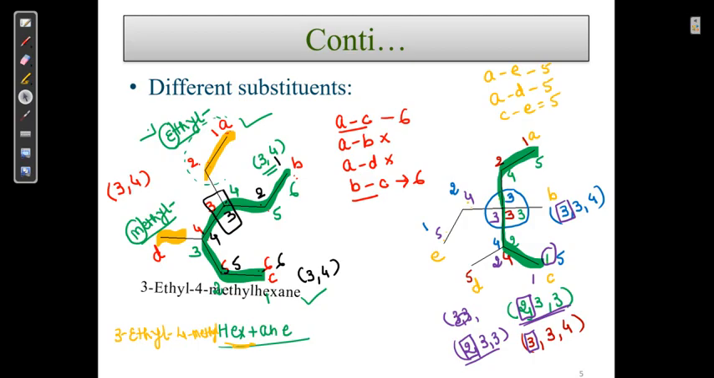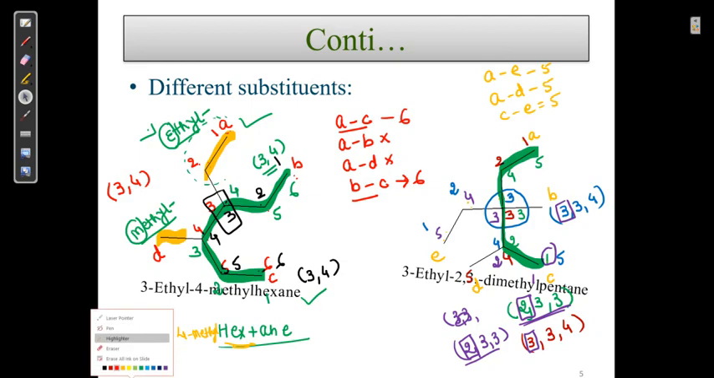Now it's very simple for us. How many carbons are there? Pent: 1, 2, 3, 4, 5. So this is pentane. Then in this case, 2 and 3 are dimethyl. And we have to consider only methyl in case of alphabetical order. We cannot consider ethyl. And 3 is ethyl.